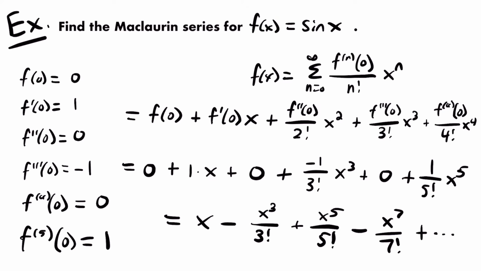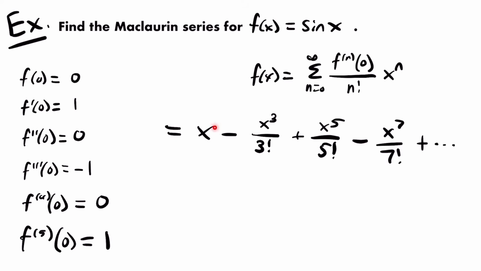Well, if I clean up my work, like I mentioned earlier, our powers of x are all odd powers, and they keep increasing by 2, right? We start with a power of 1, then a power of 3, then 5, then 7. Next would be 9 and 11, and so on. And then we are dividing by the value of that power factorial. And then our terms are also alternating in sign.